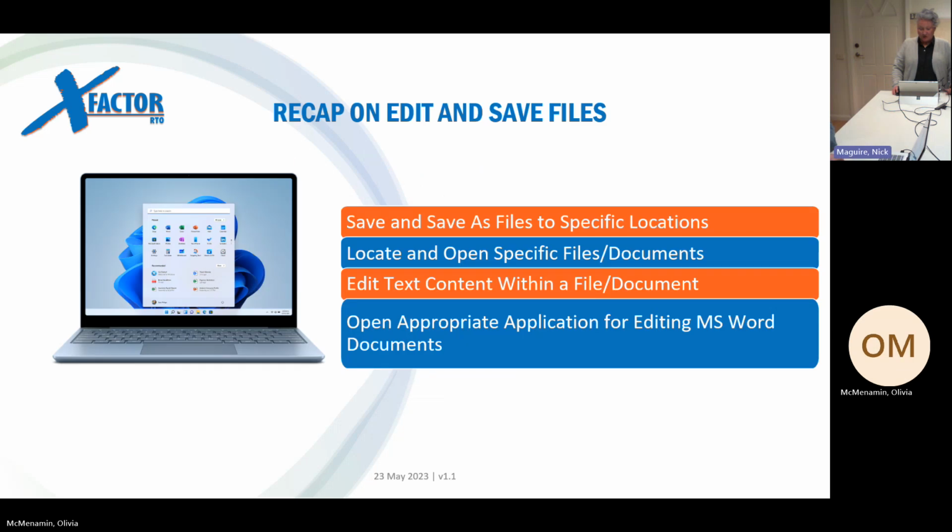Just to recap on what we've done during the last session, we looked at how to save and save as our files to specific locations, how to locate and open specific files or documents, and how to edit text content within a file or document. So you've done a really good job in completing your editing. You went in and you bolded, italicized, and underlined. There are so many different formatting things that you can do in Word, so you'll have hours of fun in there. And then we looked at the appropriate applications for editing MS Word documents.